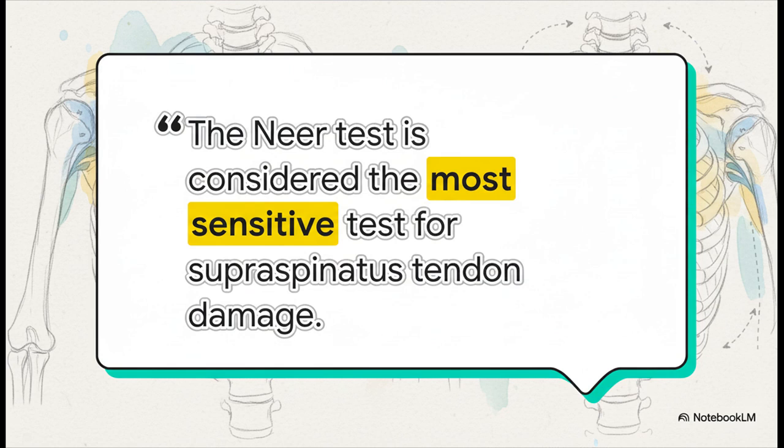The Neer test is your go-to for rotator cuff issues. Why? Because it's so sensitive. That means if the test is negative, you can be pretty confident that the patient does not have a supraspinatus tear. It's an awesome screening tool to help rule things out.